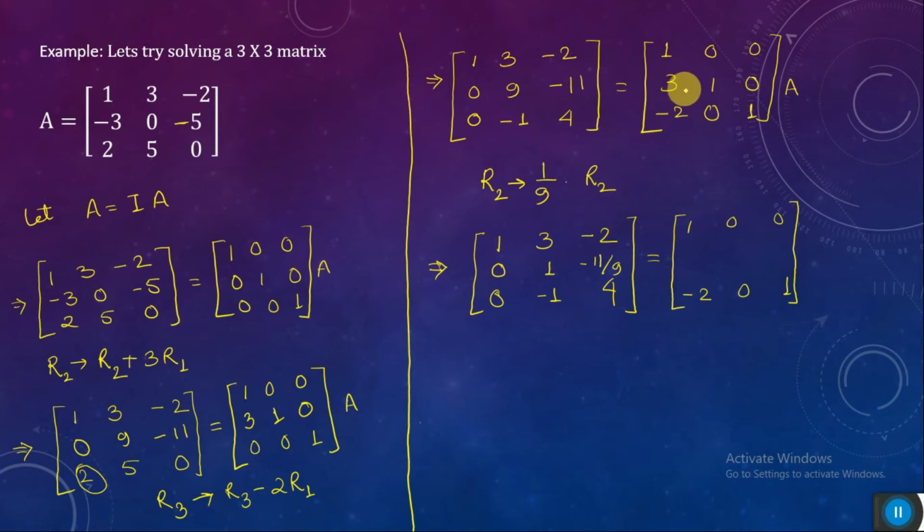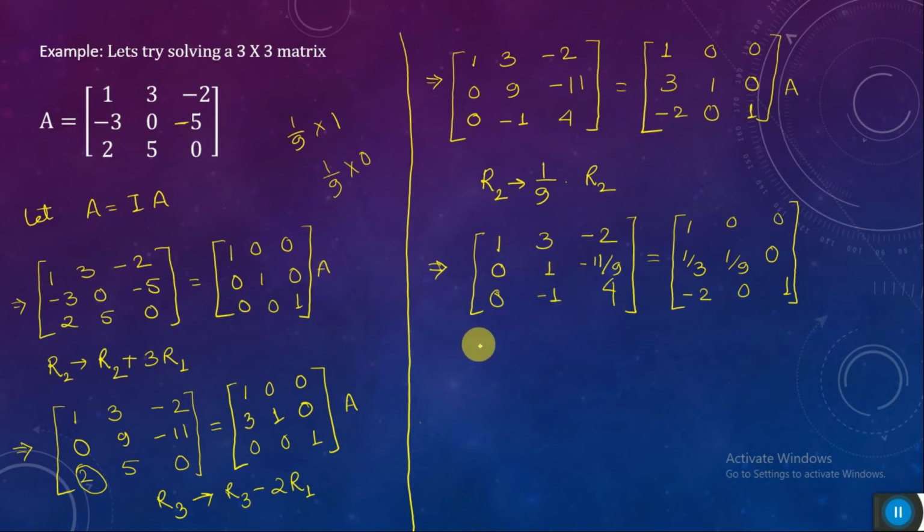Look here, this is your row 2. So 1 by 9 into 3 will give me 1 by 3. Okay, and then go to the second term, 1. 1 by 9 into 1 will give me 1 by 9, and 1 by 9 into 0 will give me 0. Okay, now once I get 1 here, I need to make this one 0 and this one 0.